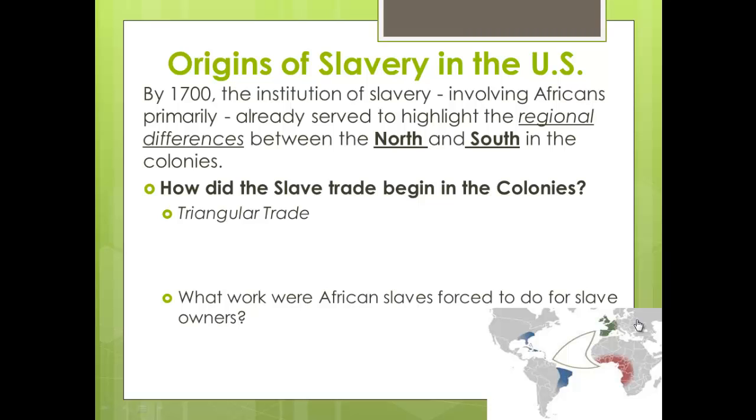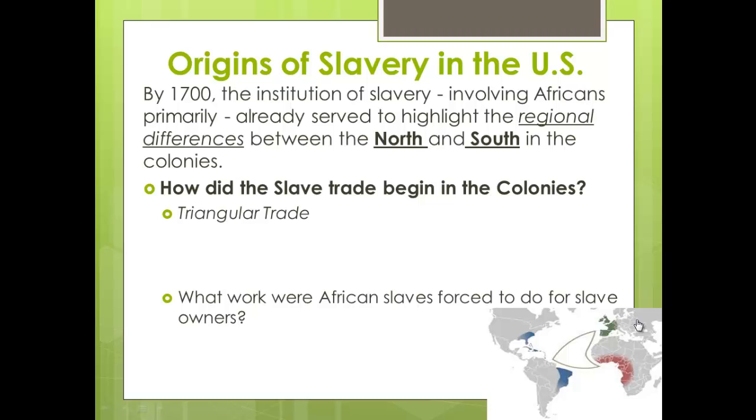By 1700, the institution of slavery, involving Africans primarily, already served to highlight the regional differences between the North and South in the colonies. So that term regional, we're going to see slavery develop a lot more so in the South than in the North and really any other area of what will be America.